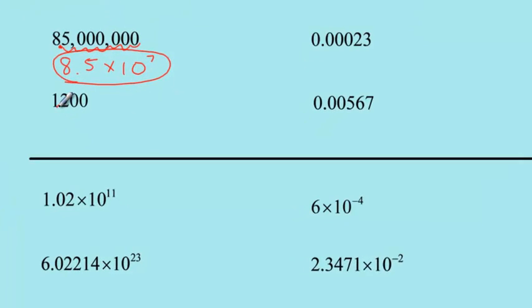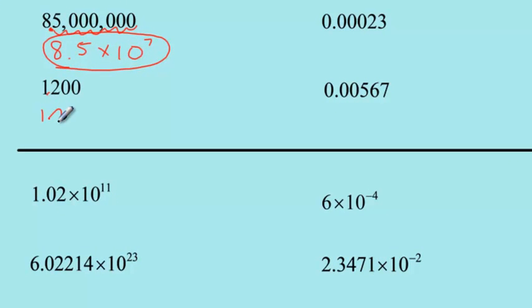If you try it with this one, we're going to say, okay, well, the decimal point has to go between the 1 and the 2, so it's going to be 1.2 times 10 to the, how far do we move the decimal point? 1, 2, 3 spaces. So 1.2 times 10 to the 3rd.